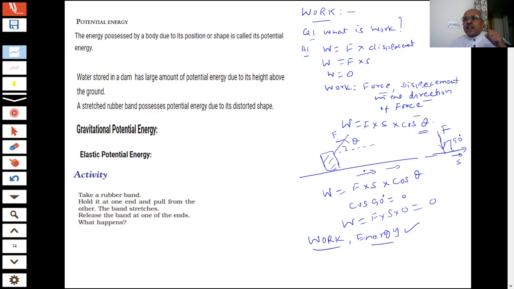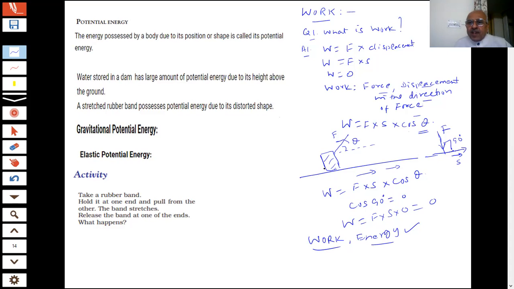If you are running, you are doing work because you are now moving, you are displacing from your original position. But what will happen? You have eaten your food. That food is giving you energy to run. And after some kilometers, you are exhausted, you are tired, your energy is finished. You have used your energy. Work has been done, energy has to be given. Without energy, no work can be done. So you know this important relationship. Unless I have energy, how can I do work?